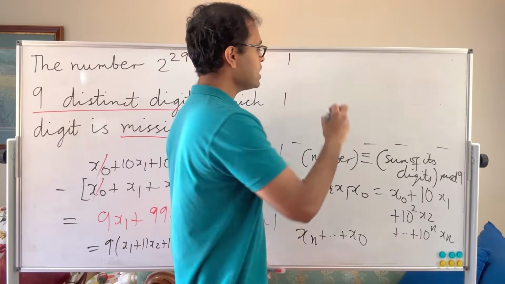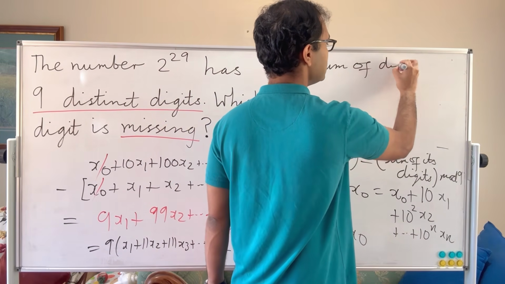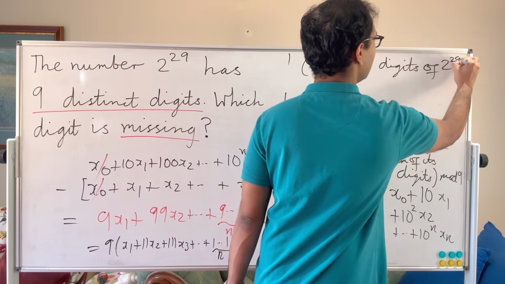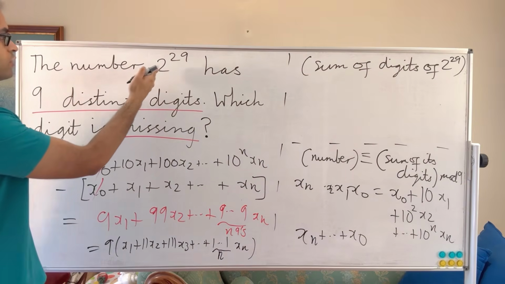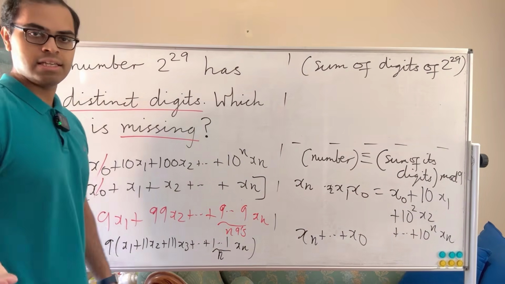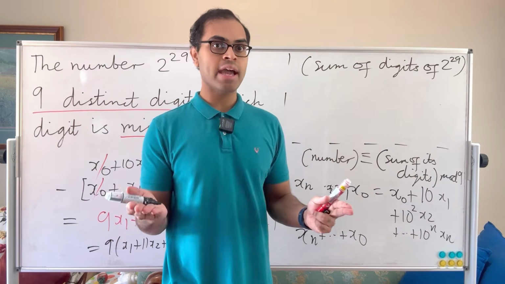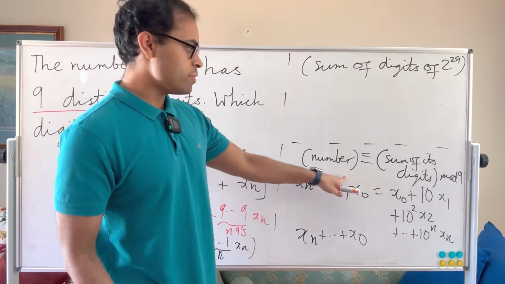Okay, so 2 power 29, we don't know what it is, but we want to look at the sum of its digits. Okay, that's what we're interested in. So we are told some very crucial information here. In this problem, we are told that 2 power 29 has 9 distinct digits. Now we know that if you divide the sum of the digits of 2 power 29 by 9, the remainder is the same as if you divide 2 power 29 by 9. That's what we just explained.